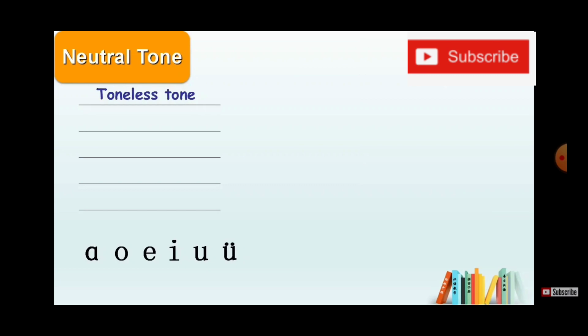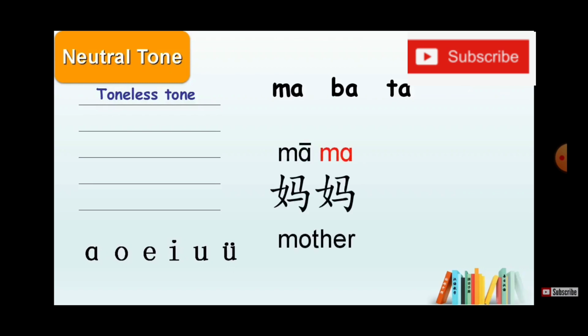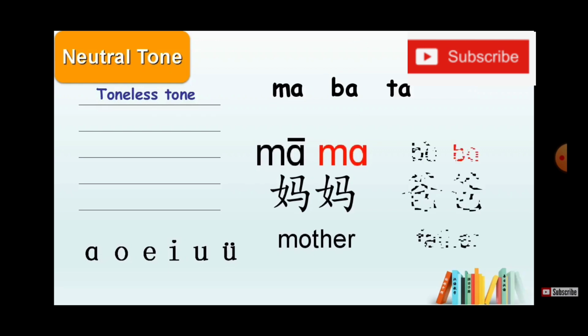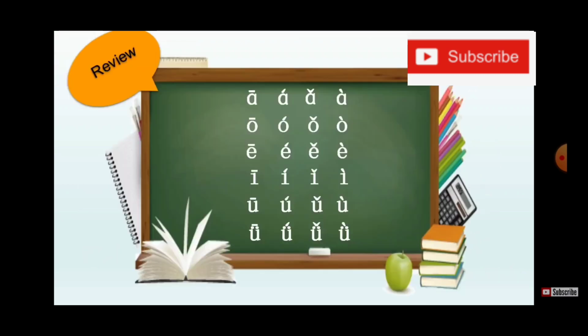The last one is the neutral tone, which is the toneless tone. Just pronounce it very weakly. So there's no mark above the vowels. Now listen. Ma, pa, ta. No tone. Just like mama, mother, papa, father.